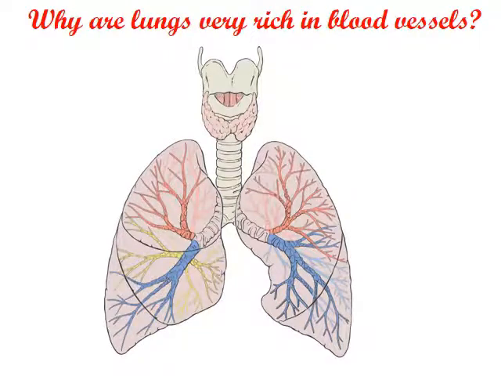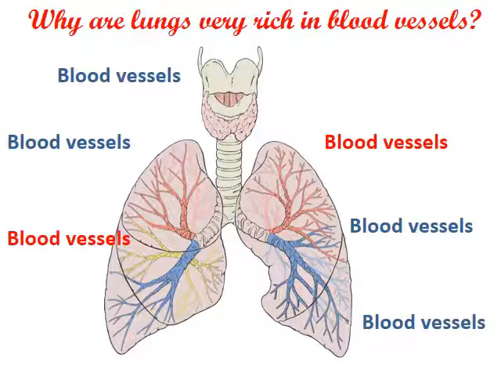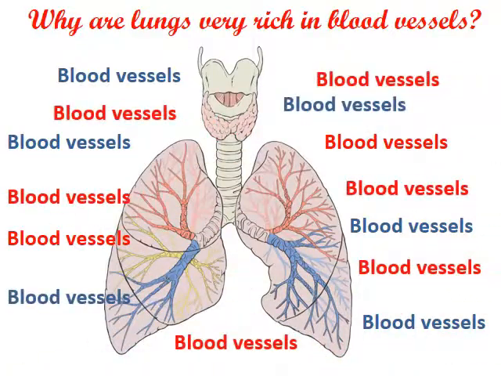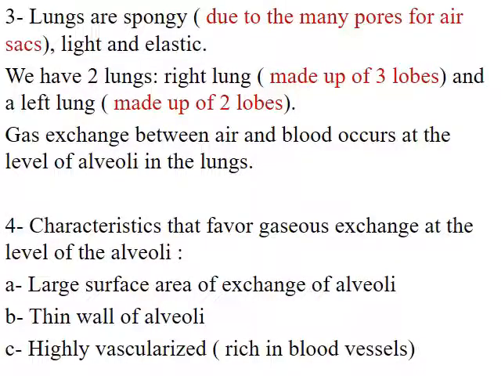Why are lungs very rich in blood vessels? They contain a lot of blood vessels. You have to know that lungs are spongy due to the many pores for the air sacs. They are light and they are elastic. Three properties: spongy, light, and elastic.